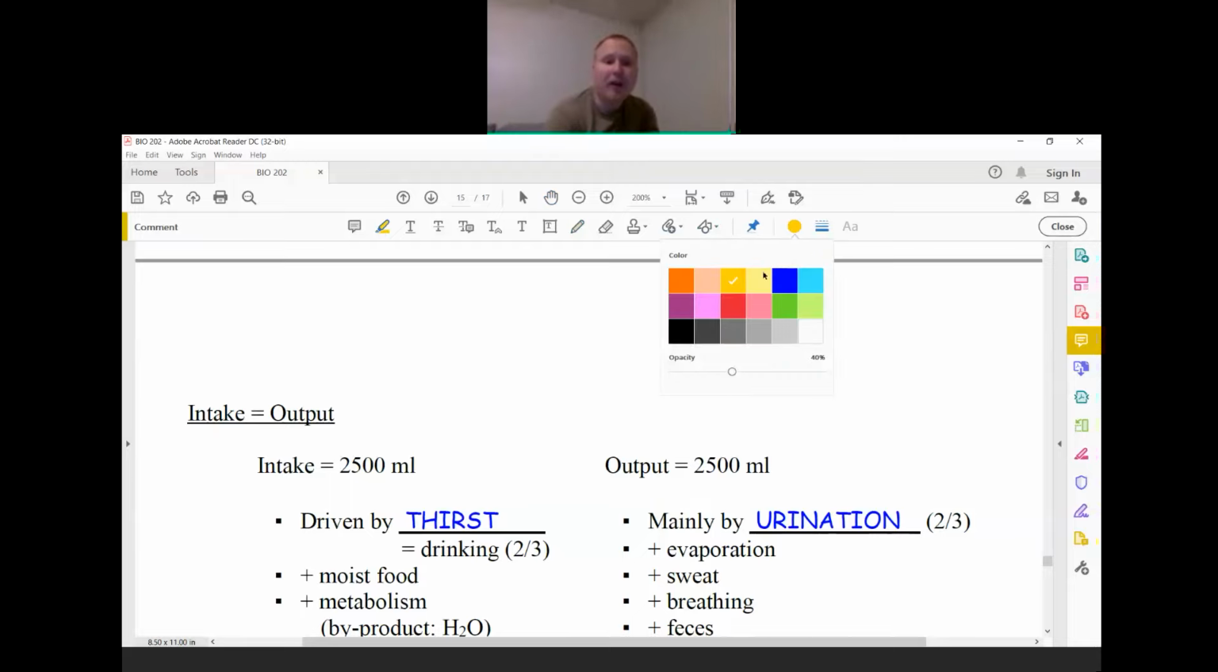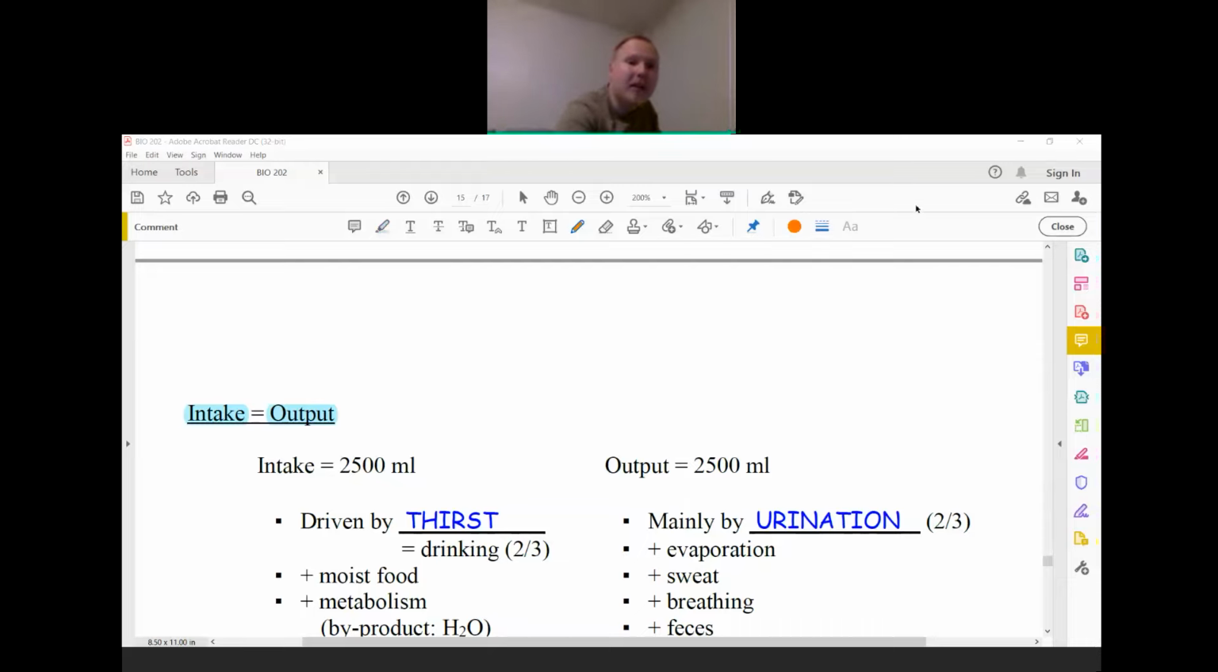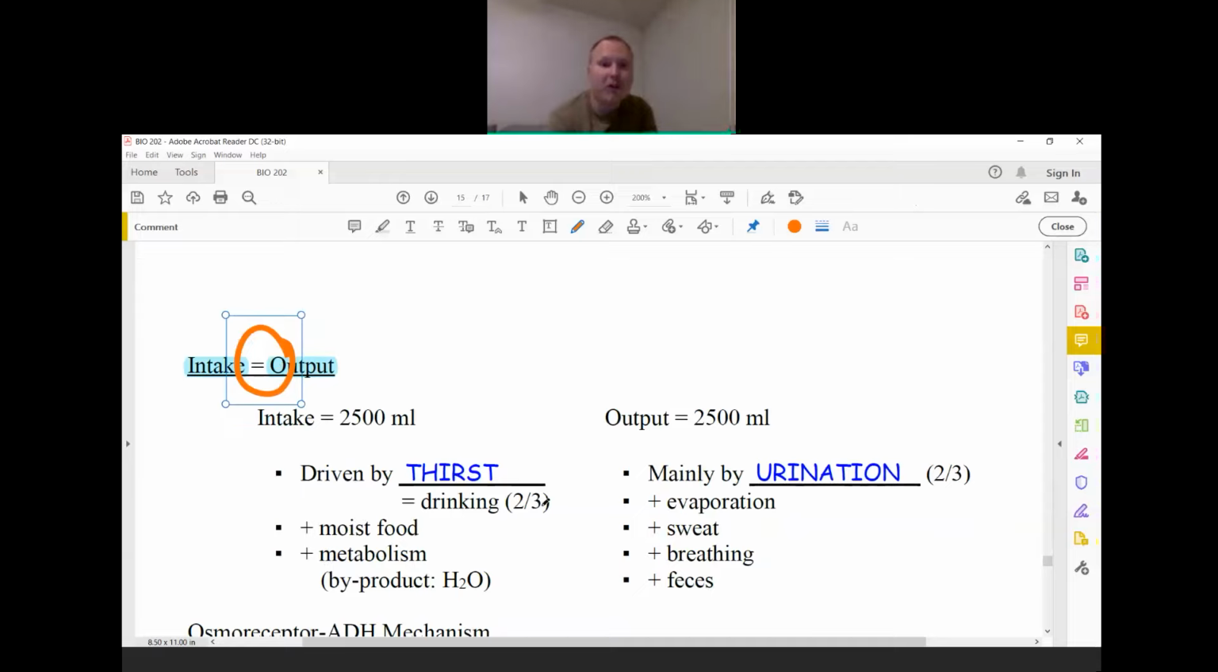Your intake of water, on an average size individual, should be 2.5 liters in a day, and the output of the water should be equal to that. We should have the same amount of water going in as leaves, not more, not less, so that we remain in balance. So what's the driving force for getting water into our body?